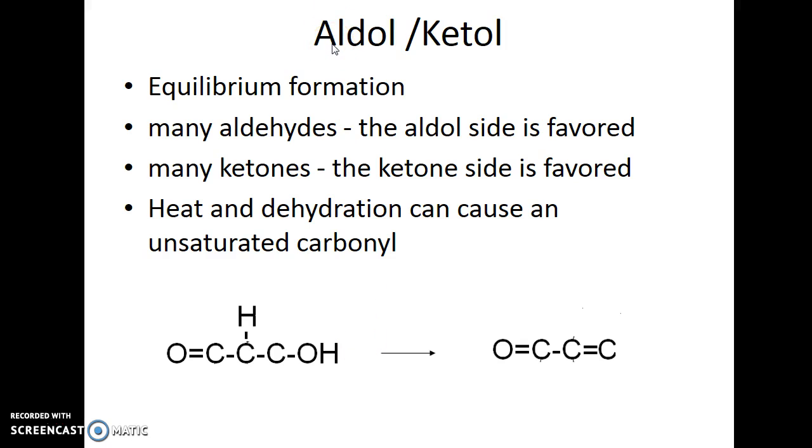This is formed at equilibrium. If you notice in the previous slide, everything was double arrows. So we are having the equilibrium formation of an aldol or a ketol. For some aldehydes, the adduct is favored, and so you have the aldol form. For some ketones, you can form it, but for the majority of ketones, you're going to have the ketone side favored, and the adduct won't be made except in tiny concentrations. And even for most aldehydes, you have very little of the aldol being formed.